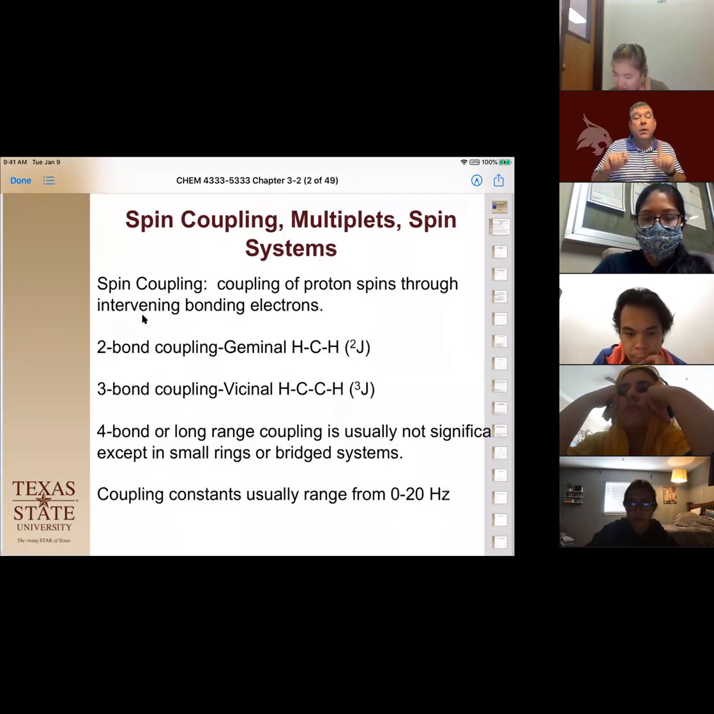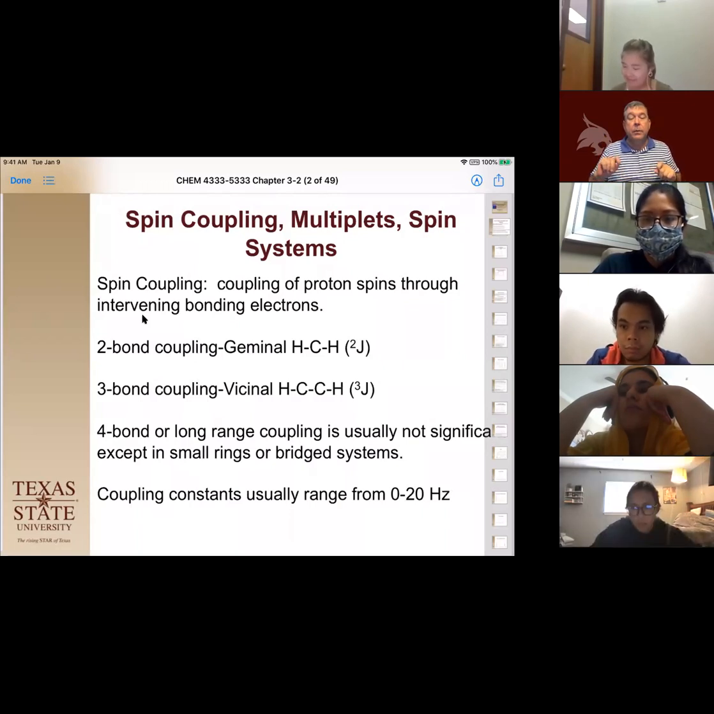So for example, hydrogens will do a 2-bond coupling, so they're attached to the same carbon, and that's one kind of splitting. The 3-bond is the most common kind of splitting we do, where they're on adjacent carbons. But there are longer range couplings. Other spin-active nuclei, for example fluorine, commonly spin couple across 4 or more bonds. Okay, so we'll start to see that.